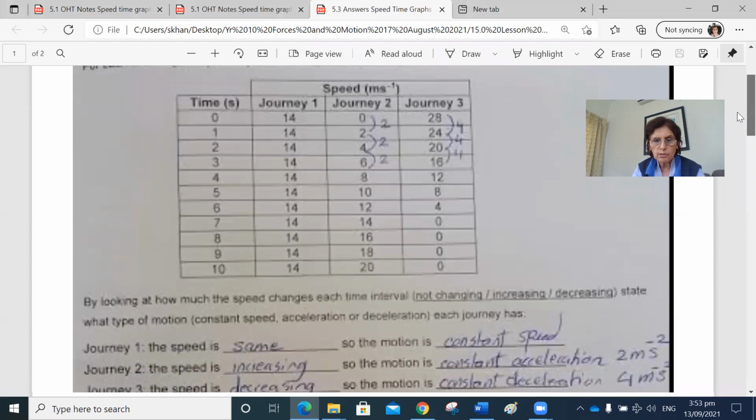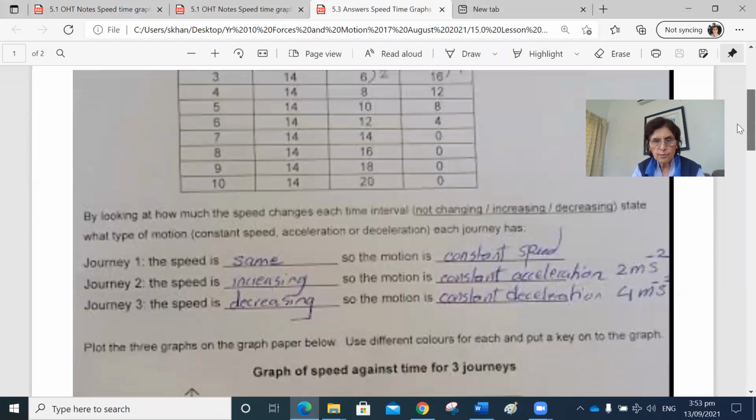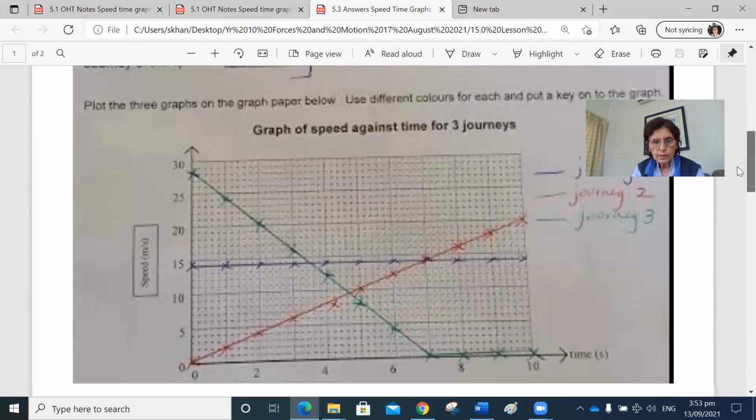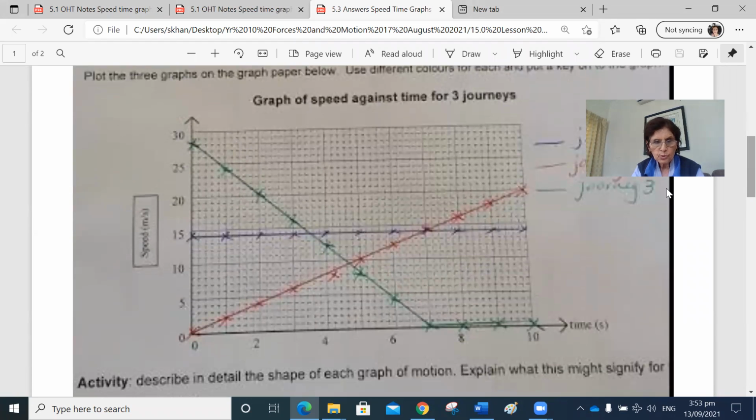Now, if we plot this information in a graph, it looks like this one. The first one was going at 14 meters per second. On this side, we've got speed in meters per second, and on this side, we've got time. So this was the first motion. Speed was constant throughout the motion, and it was 14 meters per second. So a horizontal line in a speed time graph means constant speed.